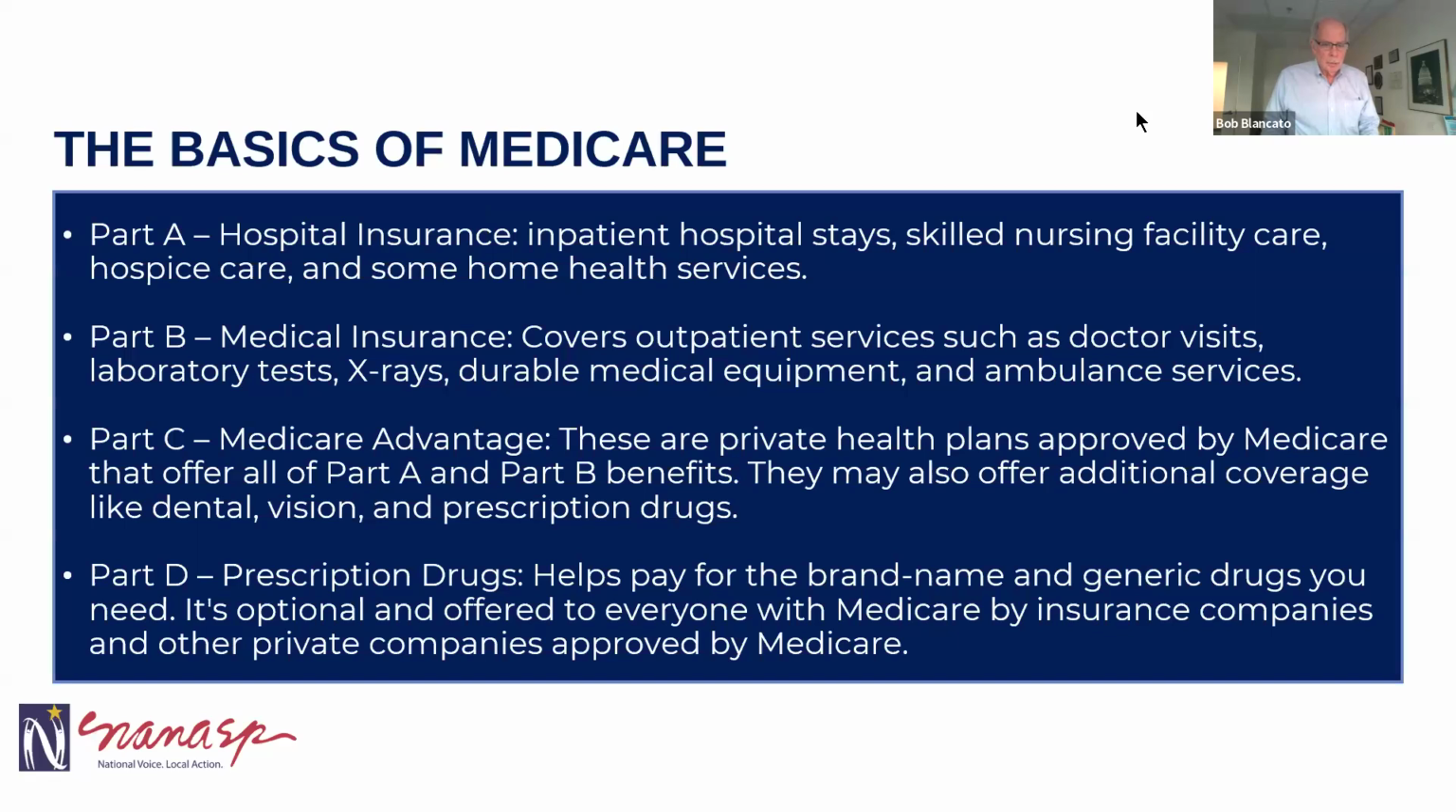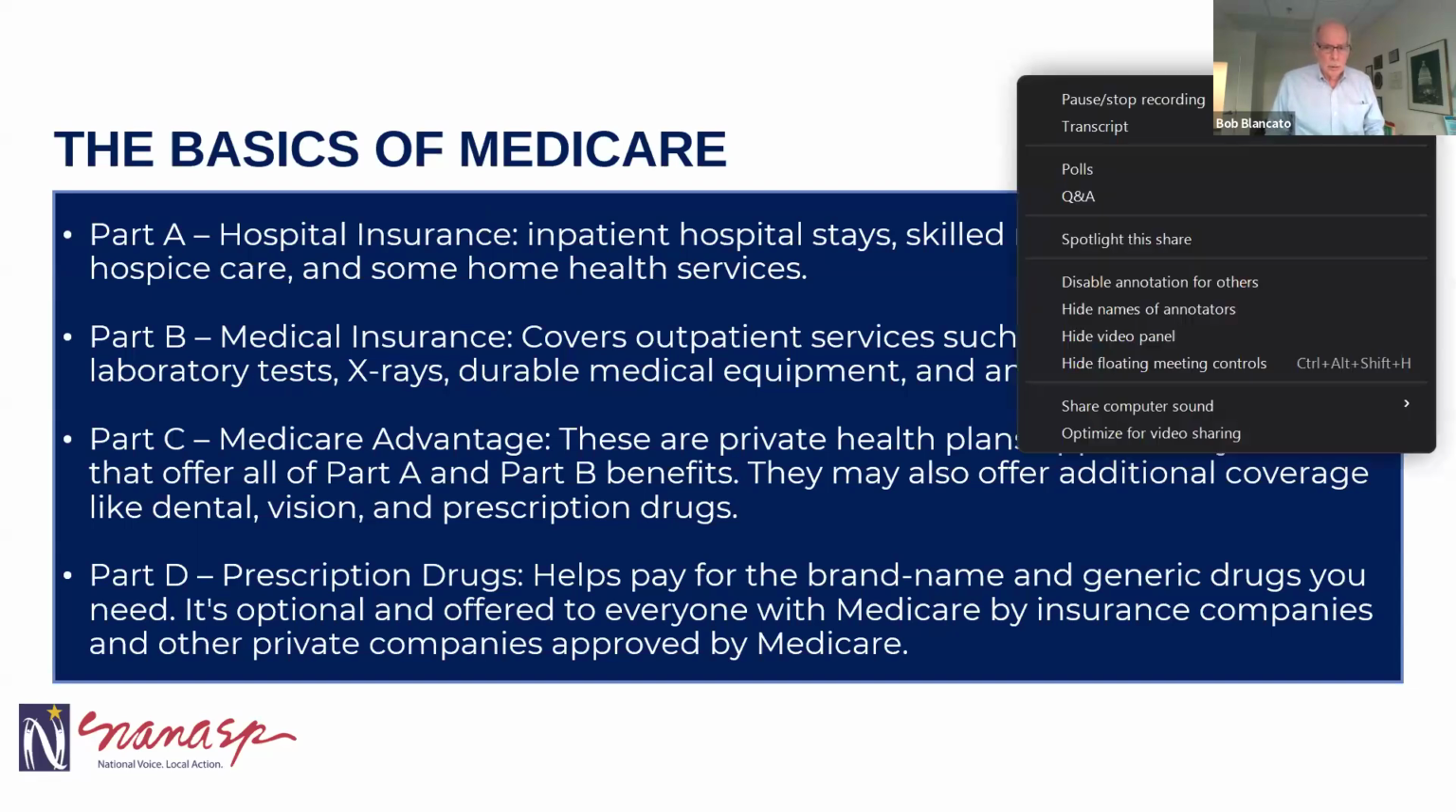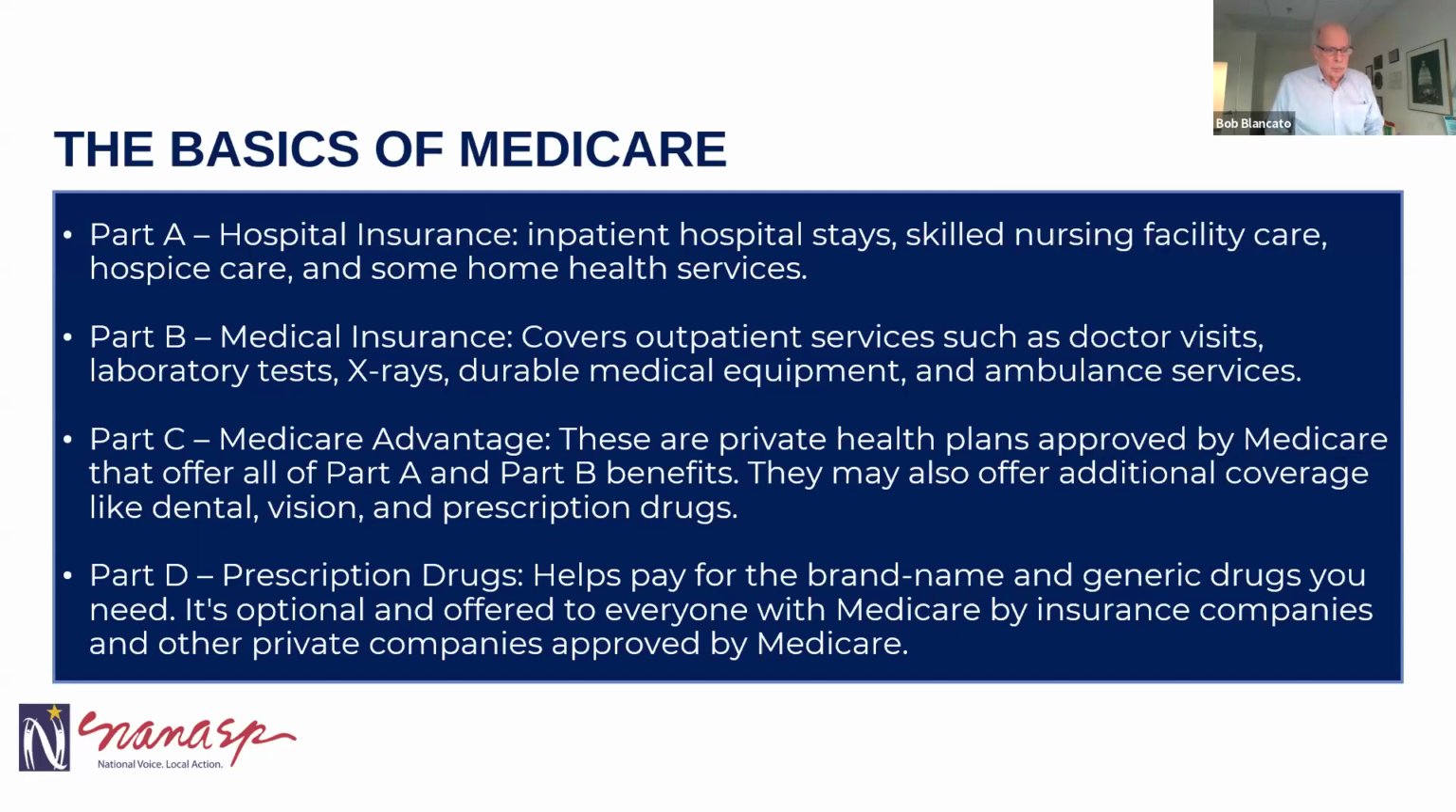Part C is Medicare Advantage, which many people have heard about and probably discussed today. These are private health plans approved by Medicare that offer all of Part A and Part B benefits, but they also may offer additional supplemental coverage like dental, vision, prescription drugs, and in some cases, nutrition services as supplemental services, as they're called. And Part D, prescription drugs, helps pay for the brand name and generic drugs you need. It's optional and offered to everyone with Medicare by insurance companies and other private companies approved by Medicare. So that gives you the framework of Medicare, okay?